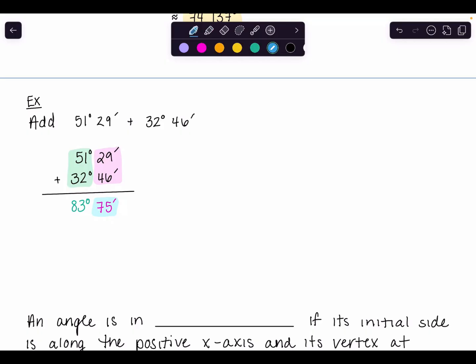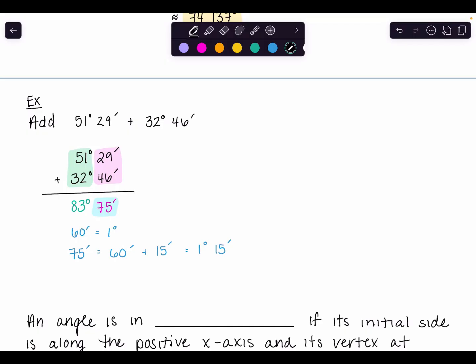So remember, 60 minutes is 1 degree. So we need to fix this 75. 75 minutes can be broken down as 60 minutes plus 15 more minutes. So 75 minutes is the same thing as 1 degree and 15 minutes. Again, an hour and 15 minutes.